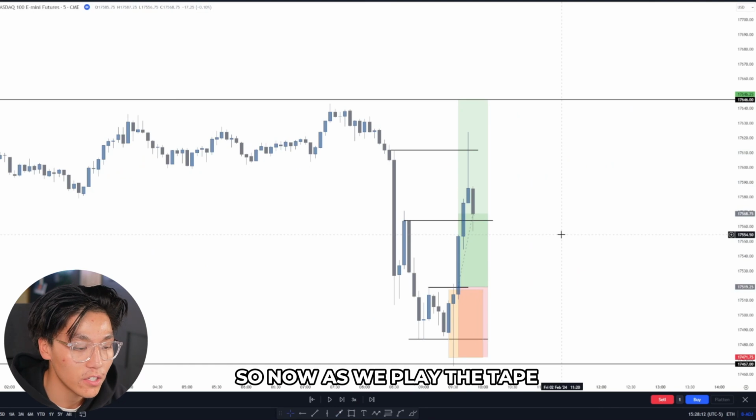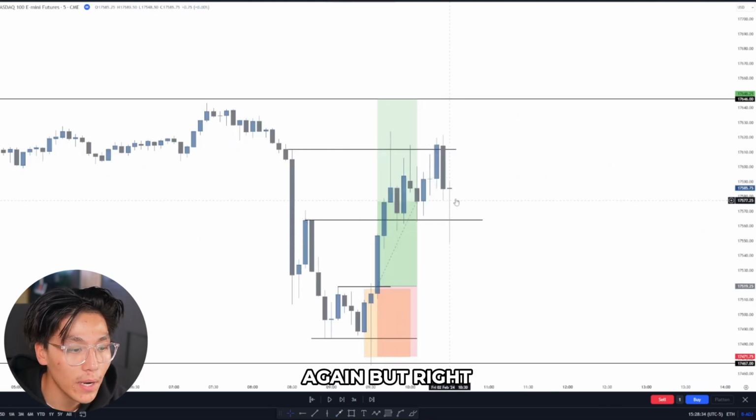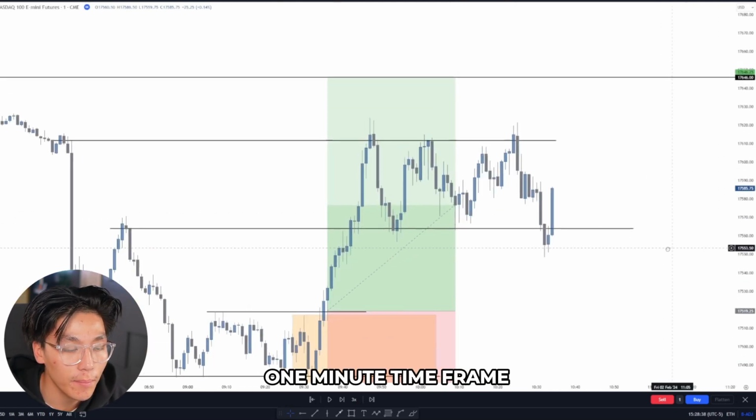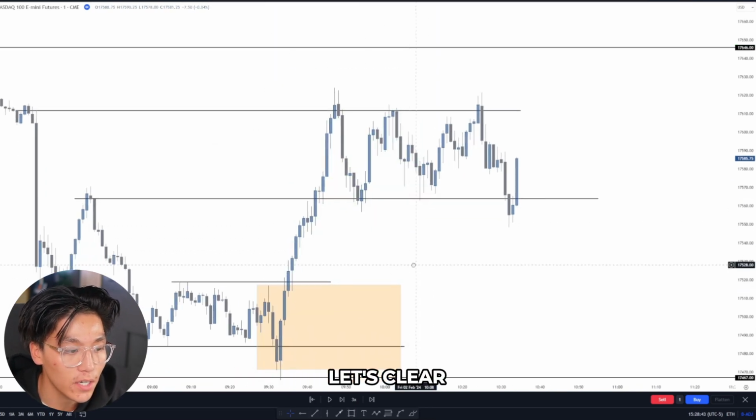So now as we play the tape, you can see price comes back down into this order block again, and you can see it wicks underneath, but it holds this level, so that means we're bullish. We can head on to the 1-minute time frame. You can see what's happening. Obviously, it's a little bit messy. Let's clear off these levels real quick.